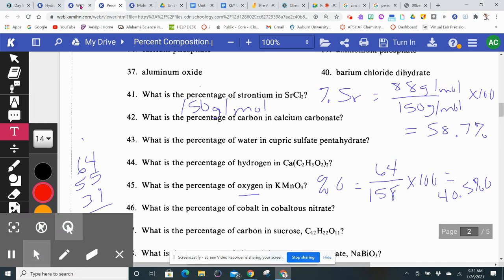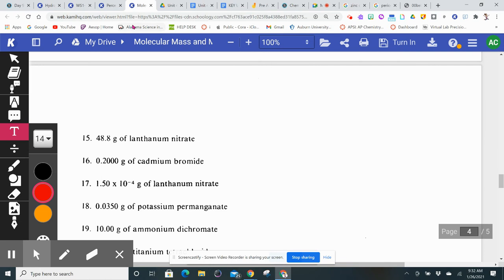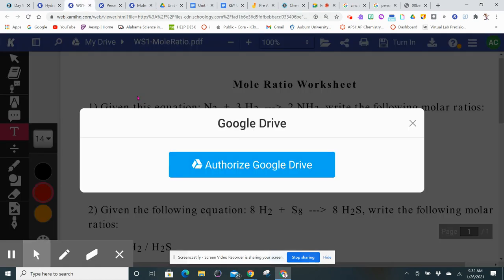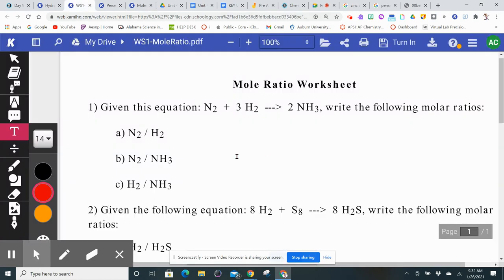All right. Then let's take a look at the one for tonight. The mole ratio worksheet. Okay. Now, on this one, they have been very nice in that they are giving you a nice balanced equation. By balanced, we mean we have the same number of things on both sides. Okay?